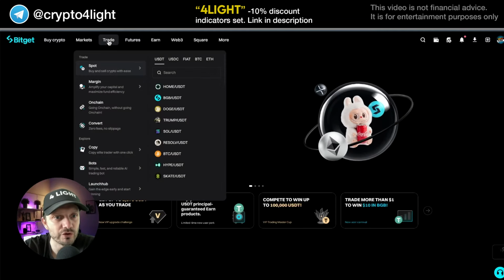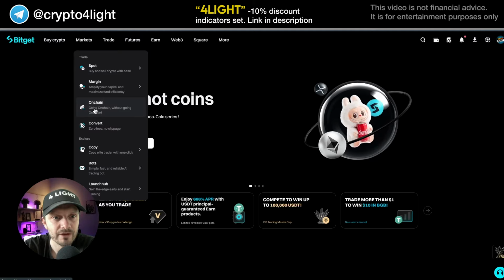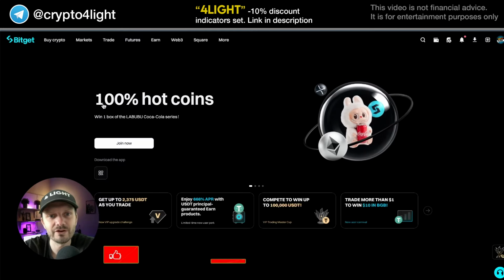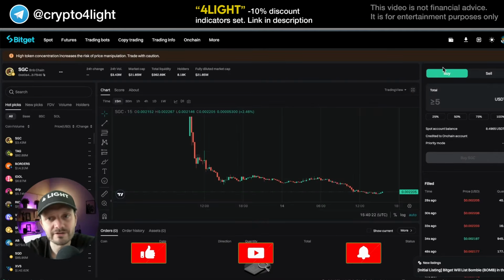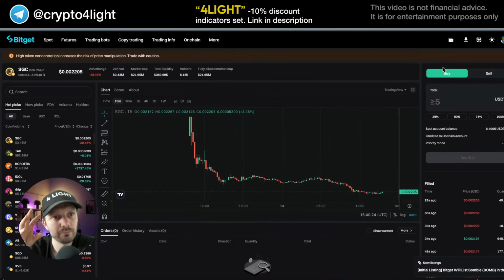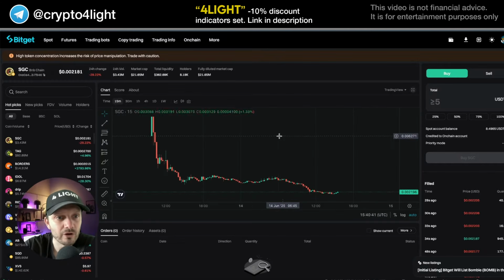You just go to trade and choose on-chain. Going on-chain without going on-chain. Pretty simple, right? So you press it here, and we open that page. You don't need to connect your wallet, everything is inside that platform. You trade with your balance of USDT. You don't need to buy Sol or BNB or, I don't know, Arbitrum or Base tokens to trade memes on different chains. And it's really helpful because you can just use basic USDT, no matter what chain it is.